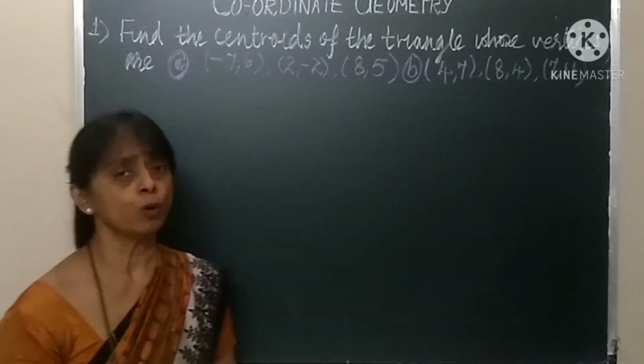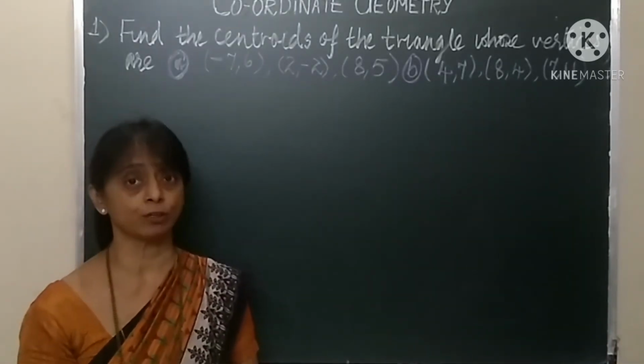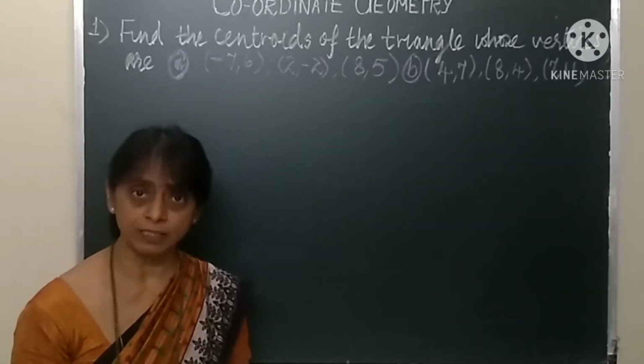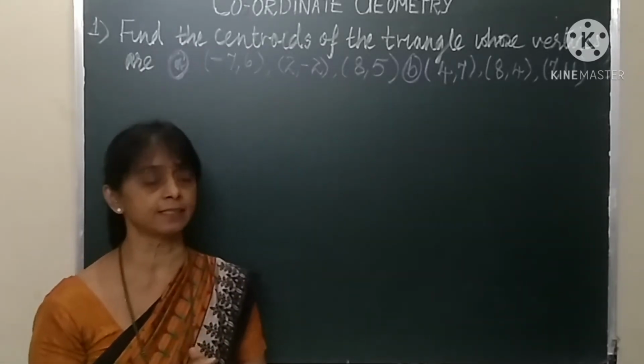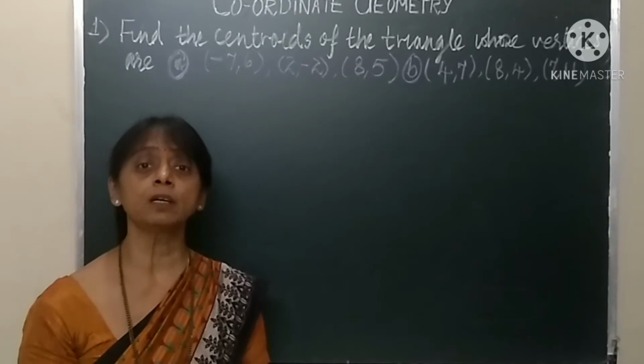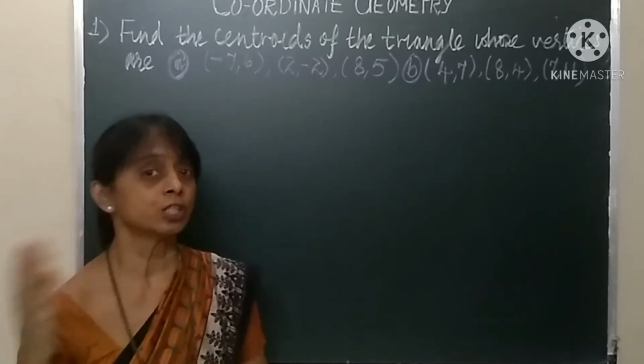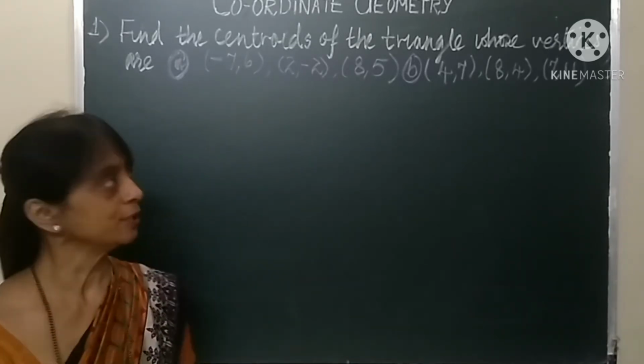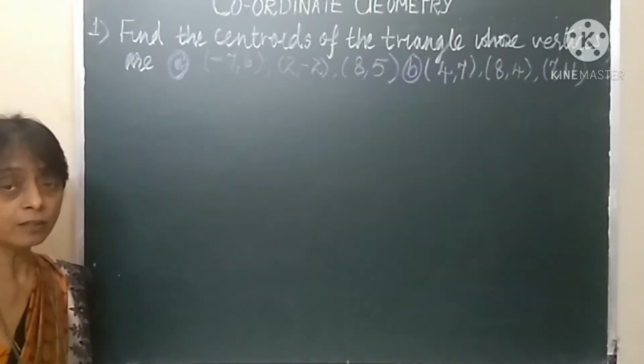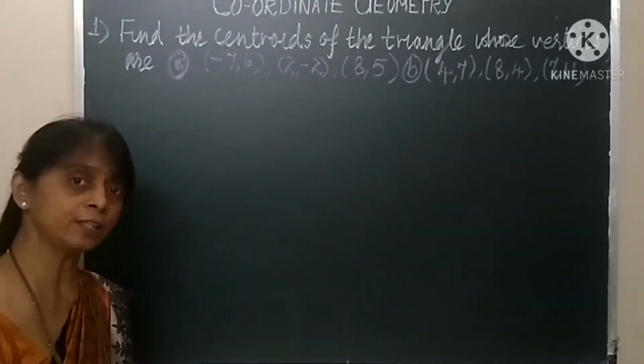Now we know, children, what is a centroid? How do we get the centroid? It is the point of intersection of all the three medians that we draw from the vertices of a triangle to the opposite side. So let's begin. Over here we will definitely have to use the centroid formula.